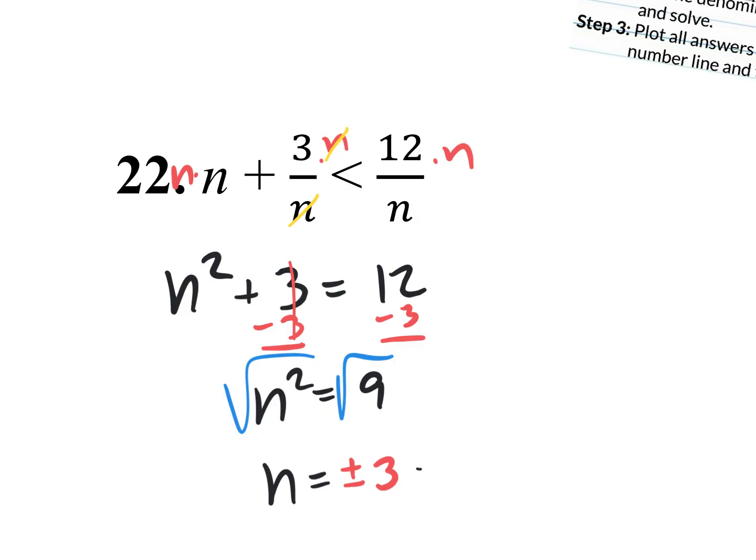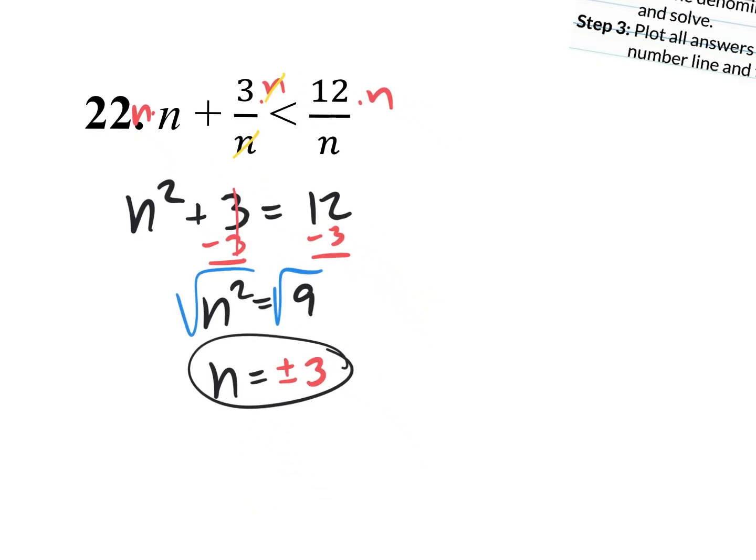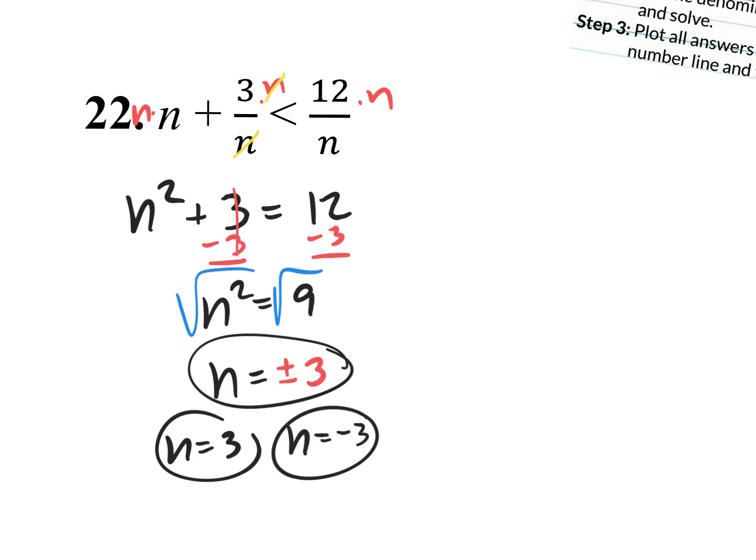So technically, you get two answers. You get positive 3 and negative 3. That's what plus or minus actually means. So we're talking about n equaling 3, n equaling negative 3. Okay? That was step 1.